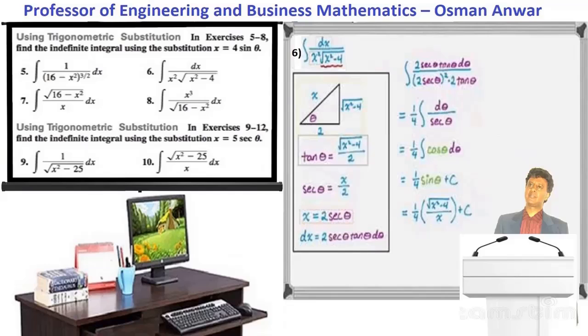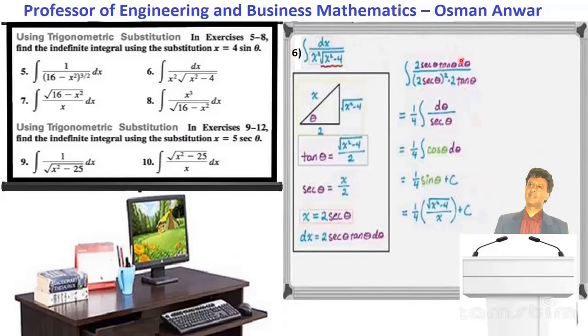Then I have another trig substitution. So this is the integration of dx over x squared square root of x squared minus 4. So this is obviously x equals 2 sec theta is the trig substitution. Then dx is 2 sec theta tan theta d theta.